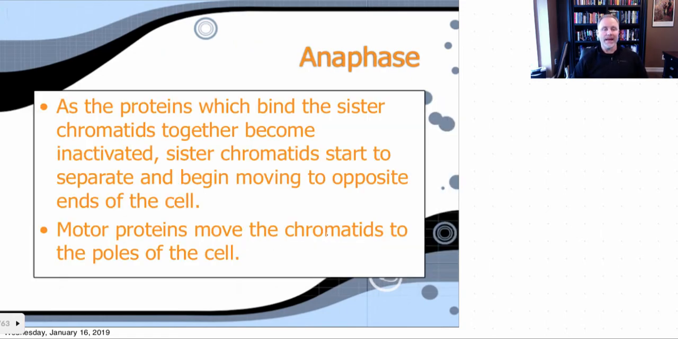Okay. Now with anaphase, what happens is we talked about the sister chromatids being joined at the centromere and all along their lengths in part one with these different proteins.